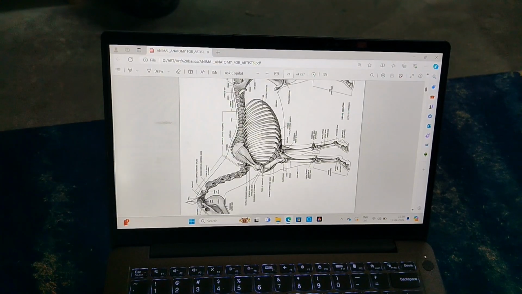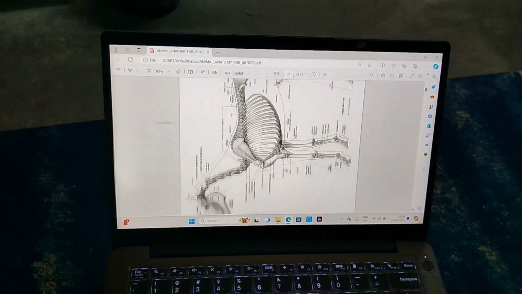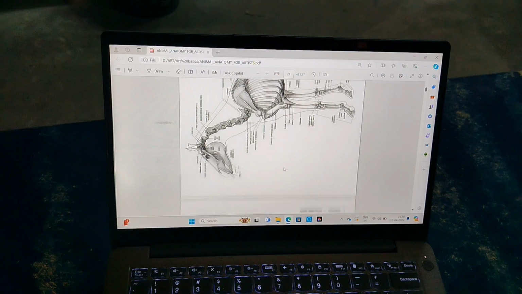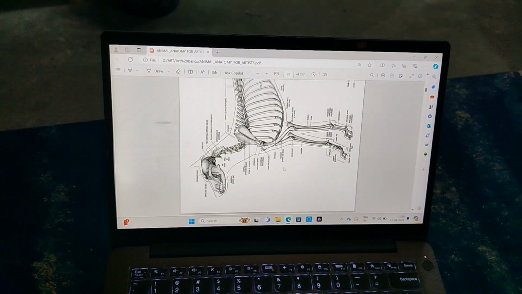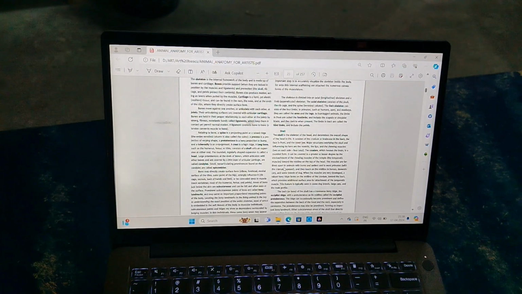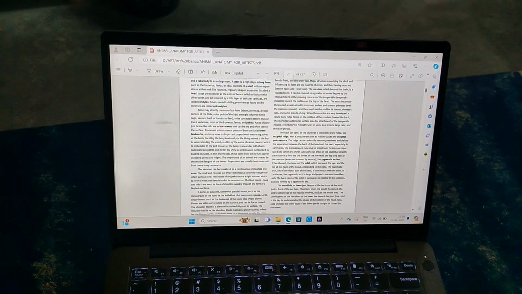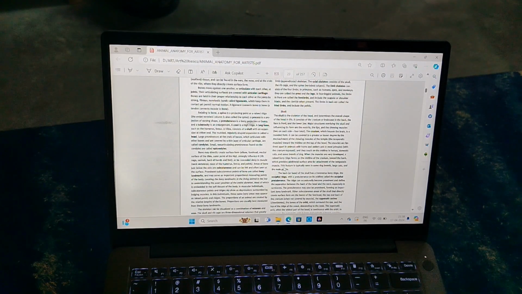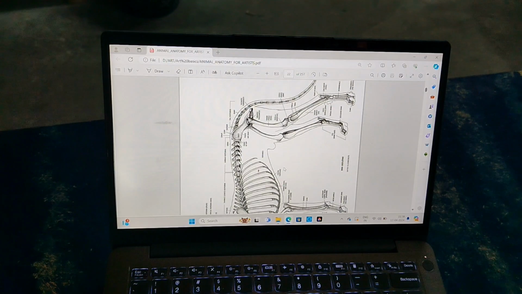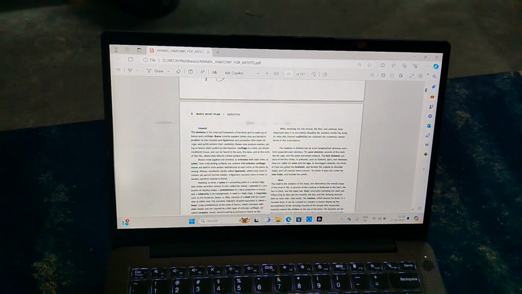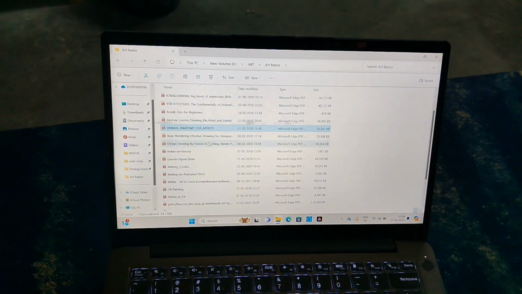Like here you can see the skeleton. This is the skeleton of a horse. So when someone is studying, when someone is learning art, one should learn it in this way. One should know the terminologies which are present in the body, and only then the art would be fulfilled. Not only that, there are many other beautiful books which I have.